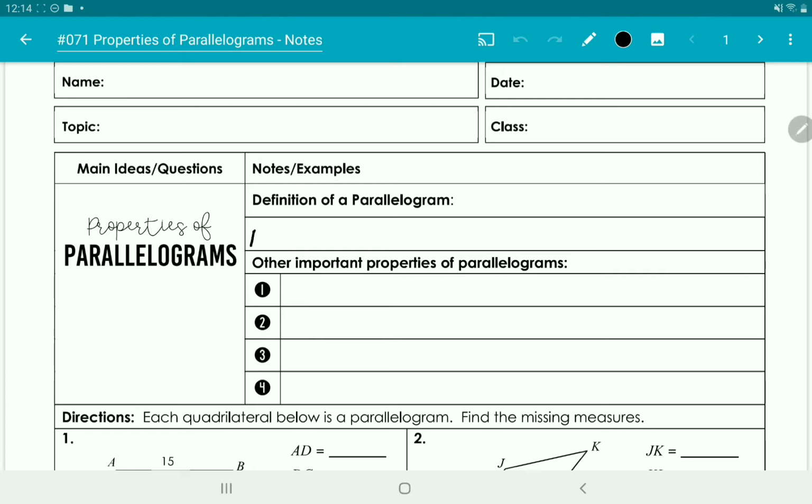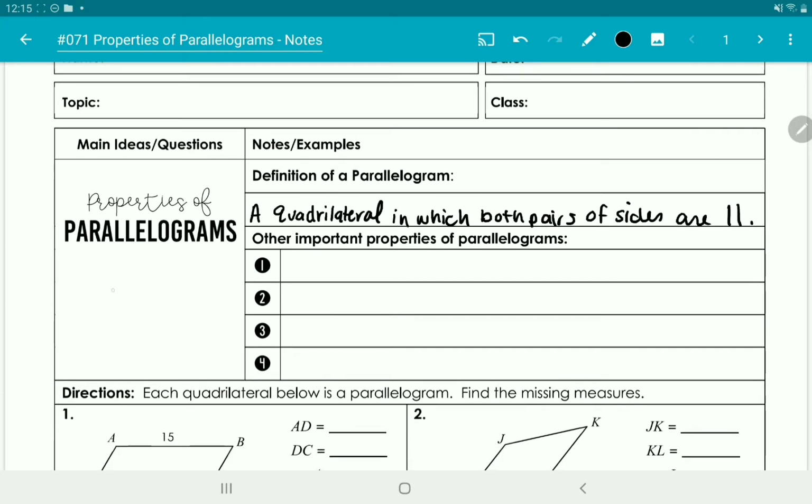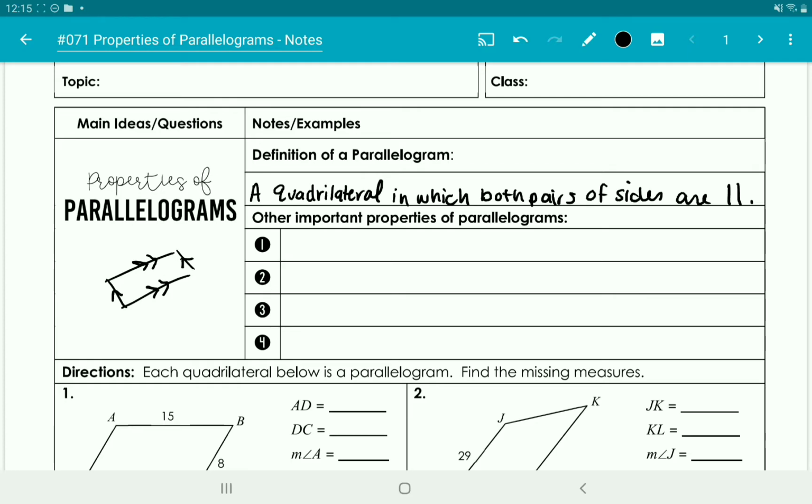So a parallelogram is a quadrilateral, which has 4 sides, in which both pairs of sides are parallel, and instead of writing out parallel, I'm going to put the 2 lines up and down. Okay, so you have a quadrilateral, 4 sides, and these sides are parallel, and these sides are parallel to one another. Okay, so if we have one of these, we have some important properties that come with them.